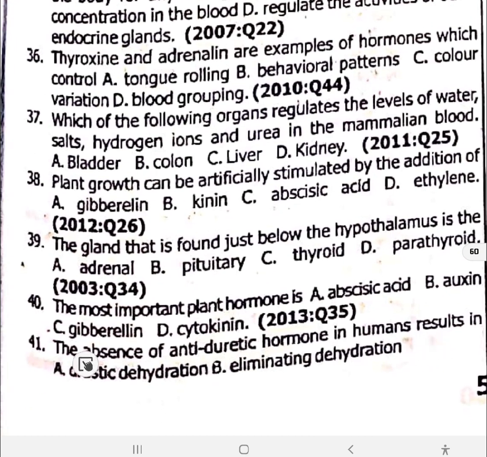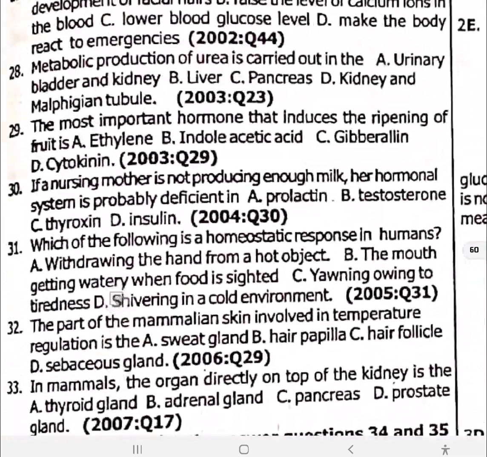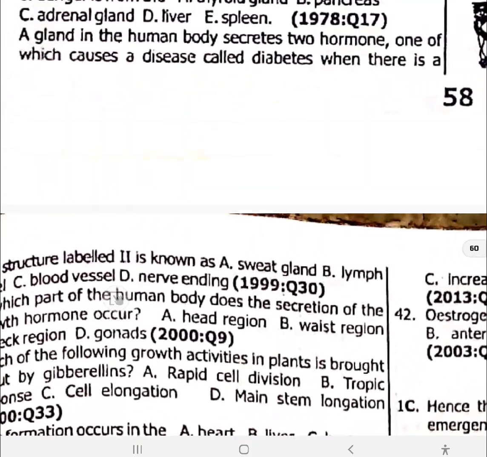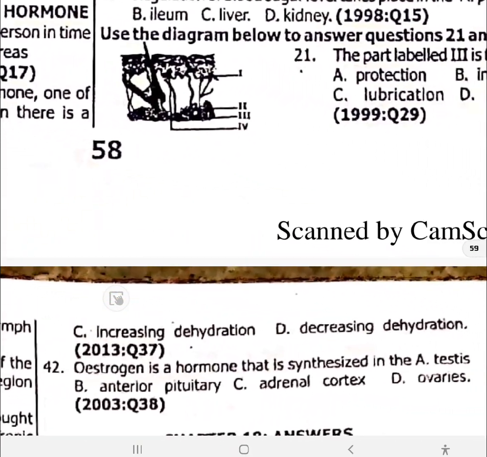41. The absence of antidiuretic hormone in humans results in drastic dehydration, also called diuresis. So lack of antidiuretic hormone leads to drastic dehydration, diuresis. Don't forget. Now let's take the last question. The question stopped at question 42. So this is the last question.